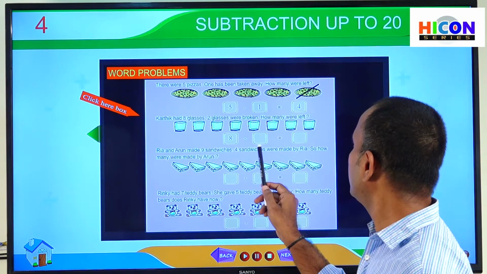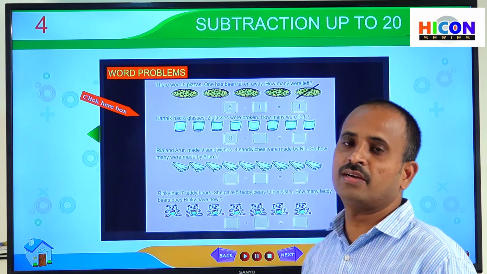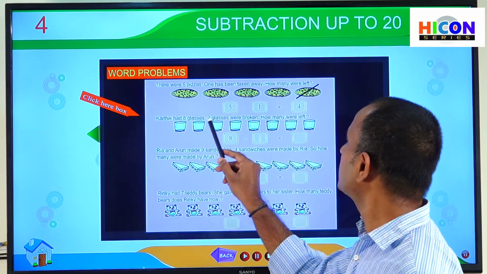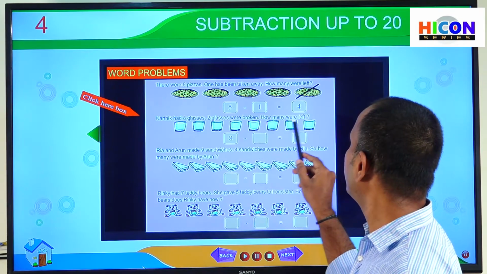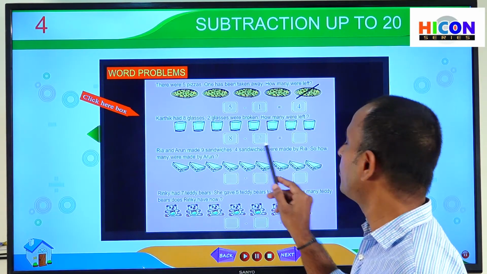Next, what is the second number here? The second number in the subtraction gives the number of glasses to be taken away. That means how many glasses were broken? 2 glasses were broken. That's why we have to take away 2 glasses from the 8 glasses. So write 2 in this box.